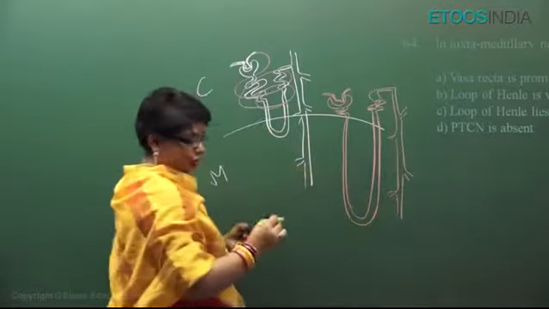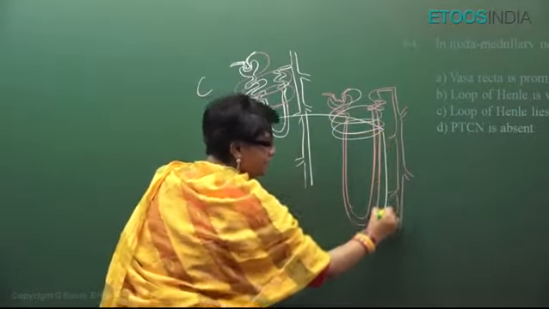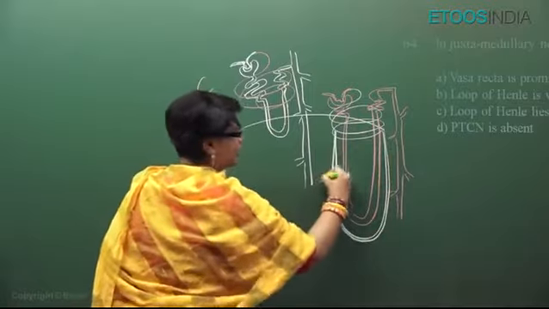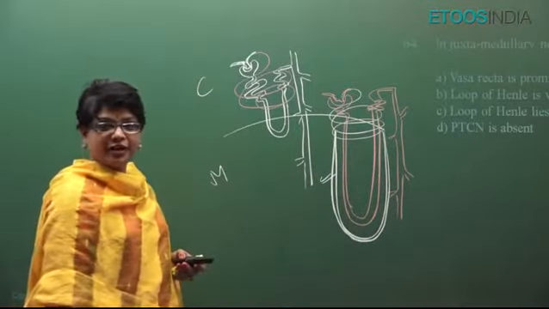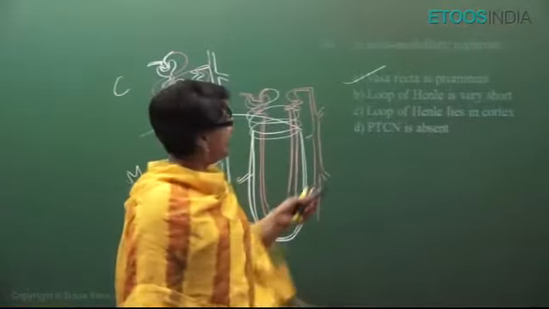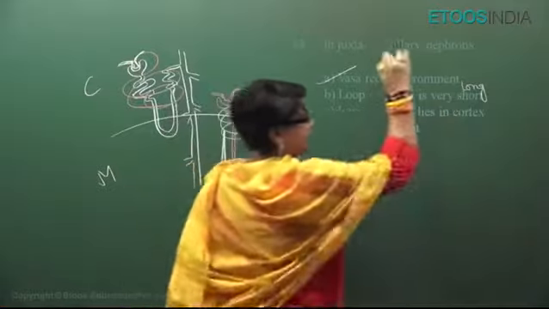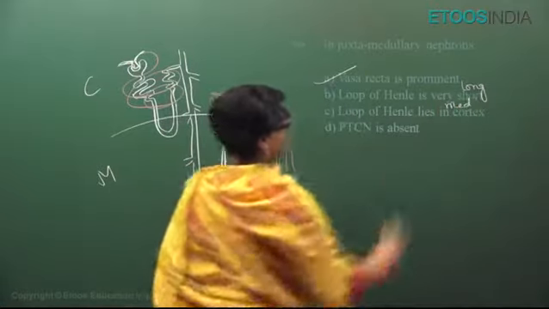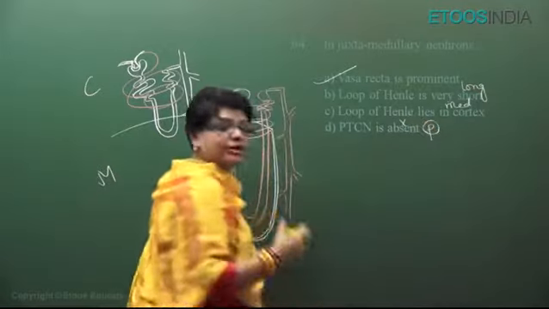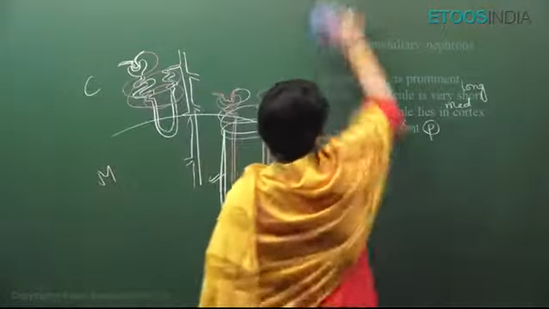And here also there will be this peritubular capillary network. But one branch is parallel to loop of Henle. This is the vasa recta. Right? So vasa recta is prominent, yes. Loop of Henle is short, no, it is very long. It lies in cortex, no, it dips deep into the medulla. Peritubular capillary network is absent, no. It is present in both, whether cortical or juxtamedullary. So, answer is option A.